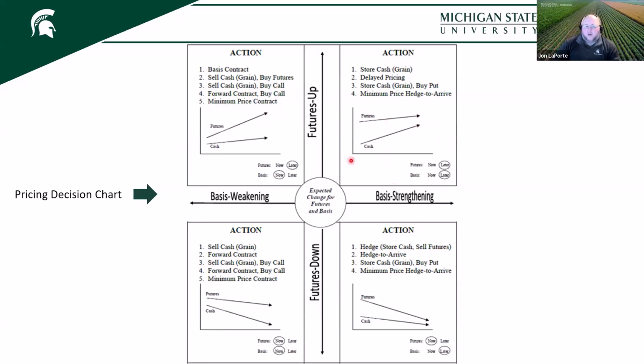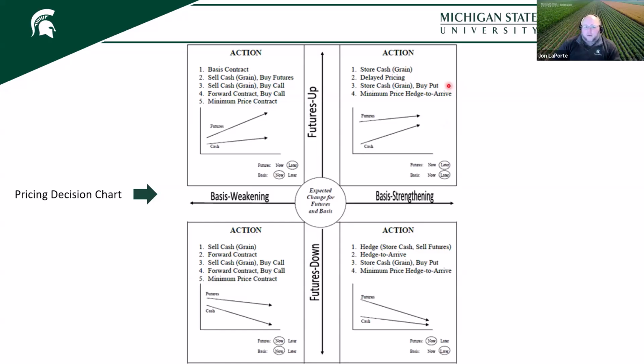If you're in the upper right quadrant, now we're in a case where we think basis is going to get stronger while futures is still going up. This may be a case where we think pricing is going to be better down the line. With futures and basis, we're going to want to hold off on these. That may be where storing your grain, storing cash as it's called, just keeping those bushels in the bin and not necessarily pricing anything, is a good way to go. If you don't have storage, delayed pricing is a good opportunity.